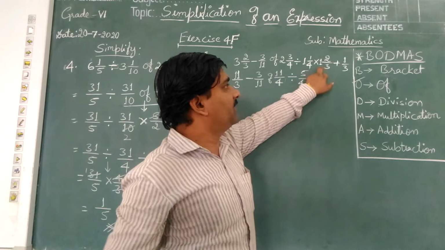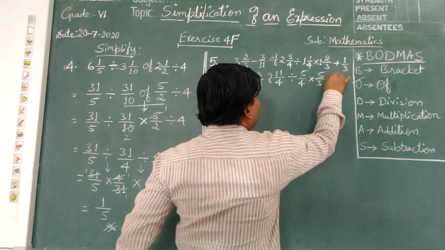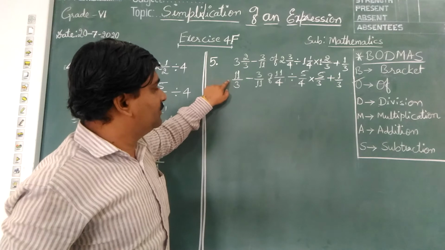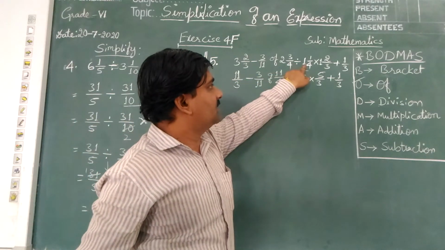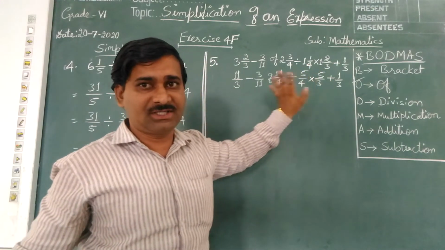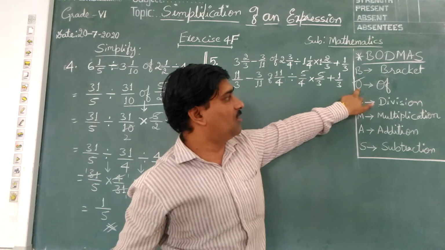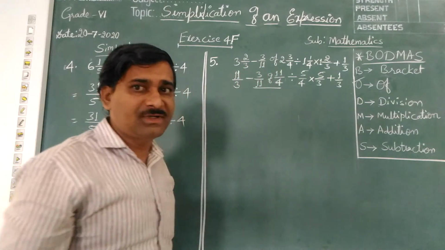Into 3 1s are 3, 3 plus 2, 5 by 3. Plus 1 by 3. These mixed fractions are converted to improper fractions. Nothing else is done other than this. Now we should start with the of. It is here, so that simplification we should do first.